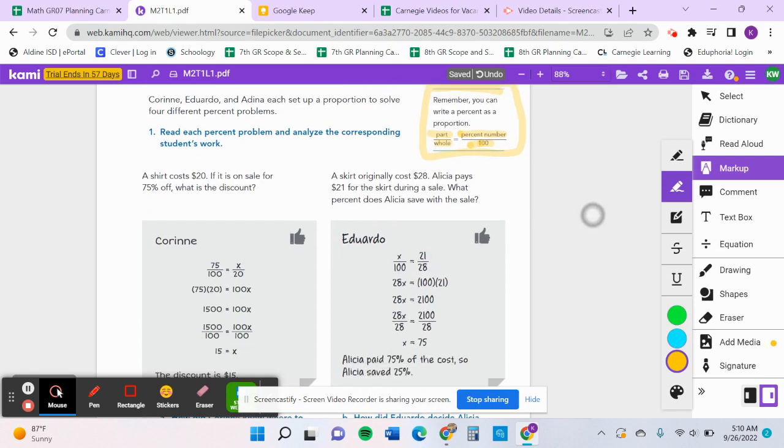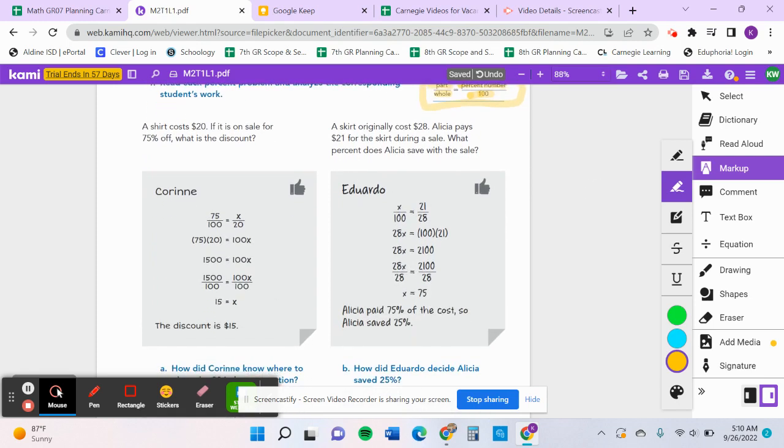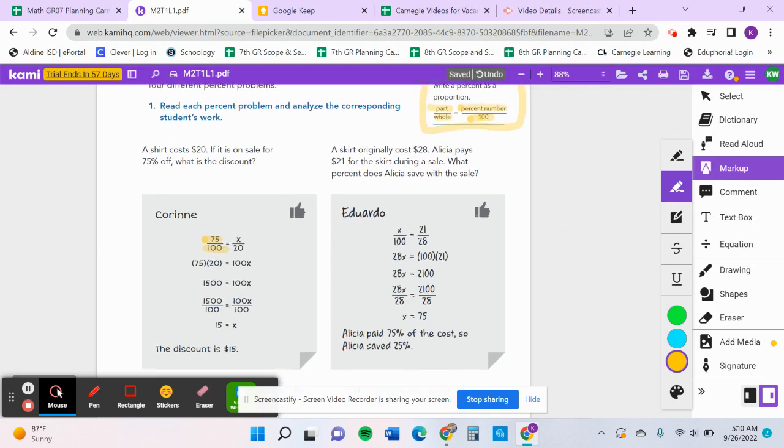So now let's look at Corinne's work. She's got 75 over 100. Okay, I think I can clearly see what portion that represents. That represents the percentage. 75% is the discount off. Let's highlight that. And 100 because all percentages are out of 100. And that would then be equal to her part over her whole.